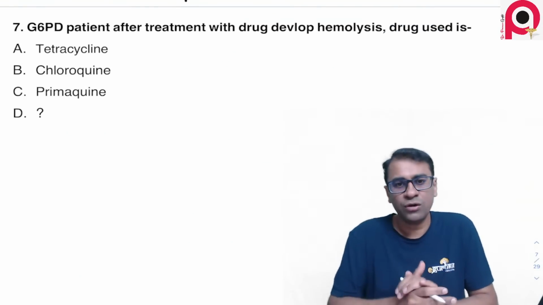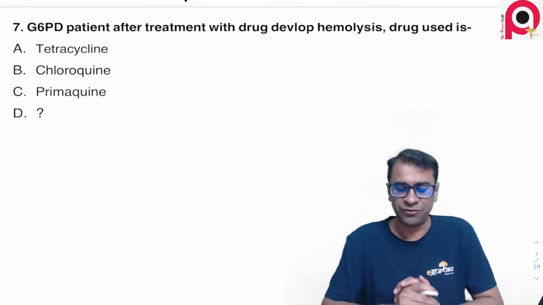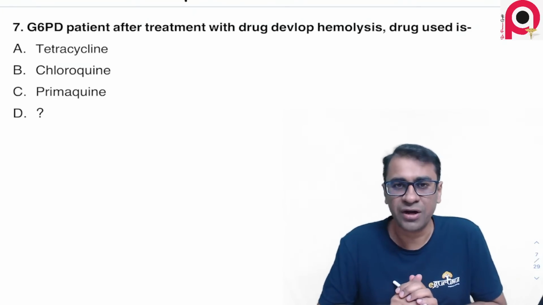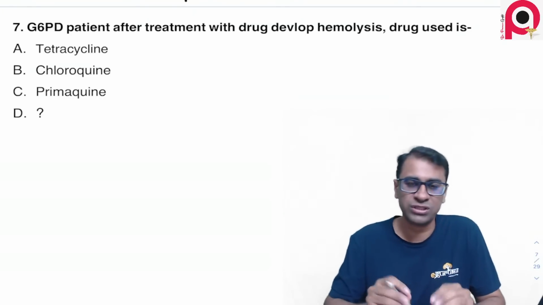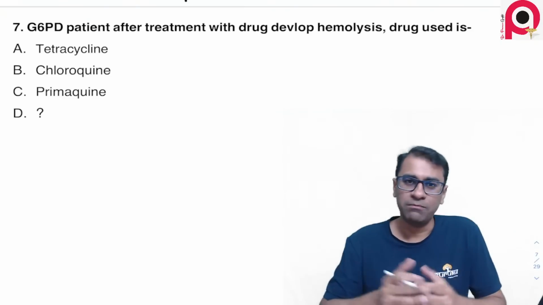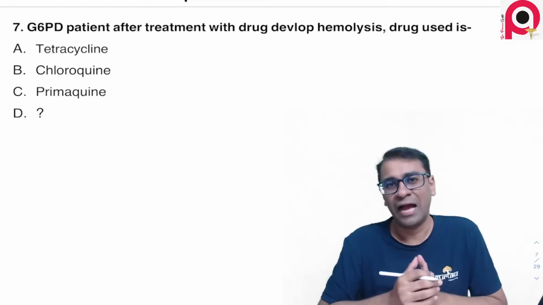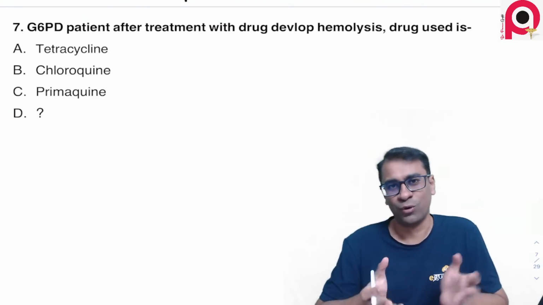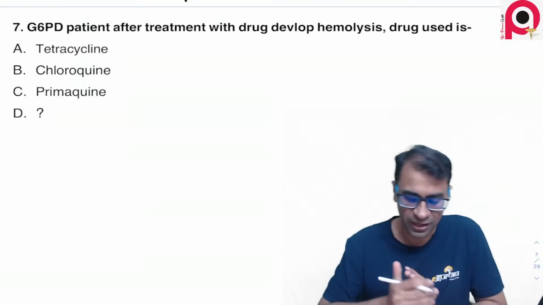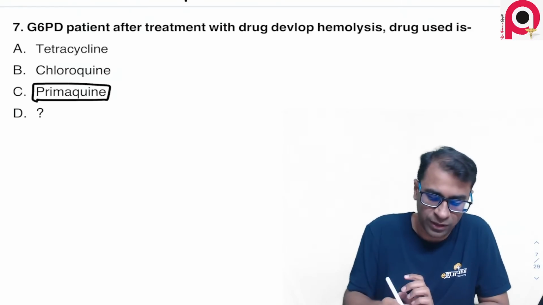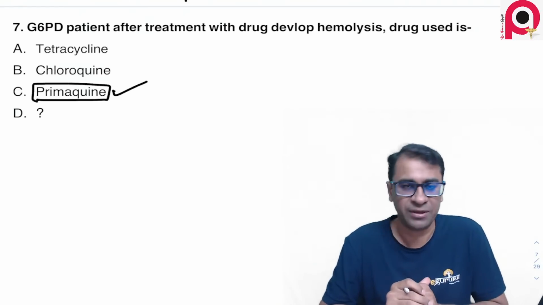Now, this is the next question: a G6PD patient after treatment with drugs developing hemolysis, which drug was used? So this is again a question straight away from my notes. I'm very happy to tell you that a lot of questions have come straight away from my notes, not even my book or my Gurukul notes. So class notes have been very effective here, and this becomes a straight away case of primaquine, a G6PD deficiency developing hemolytic anemia.